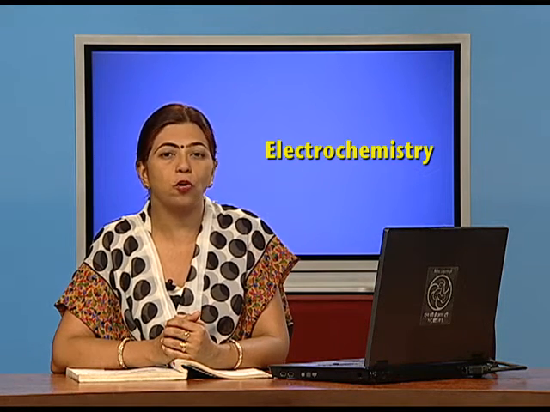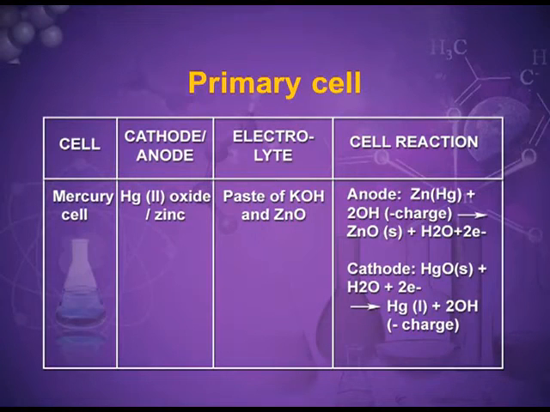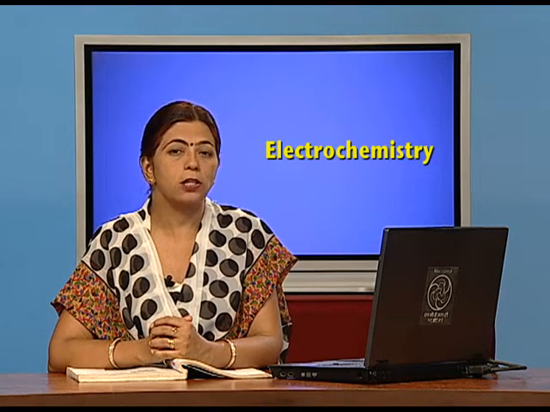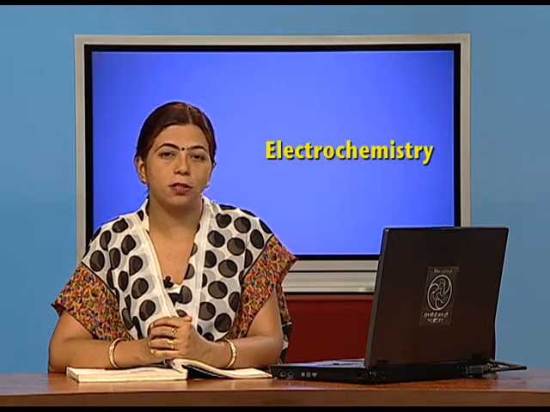Just see the overall reaction. Zn(Hg), which is known as zinc amalgam, plus HgO(s) gives ZnO plus Hg(l). With Hg, the small l denotes that it is liquid. I hope you all know that mercury is the only liquid metal.